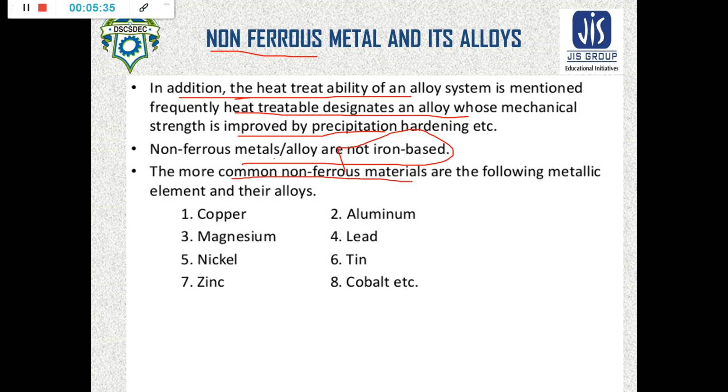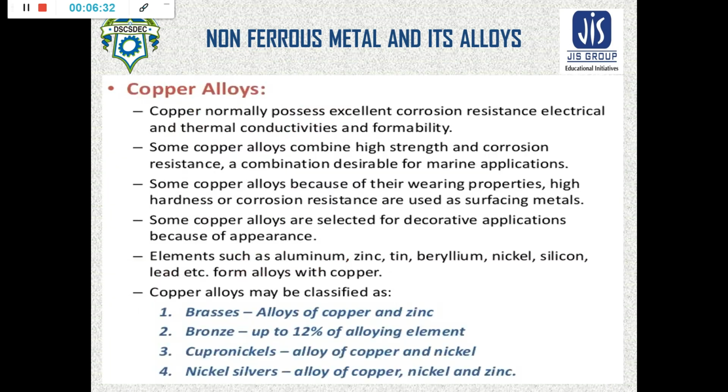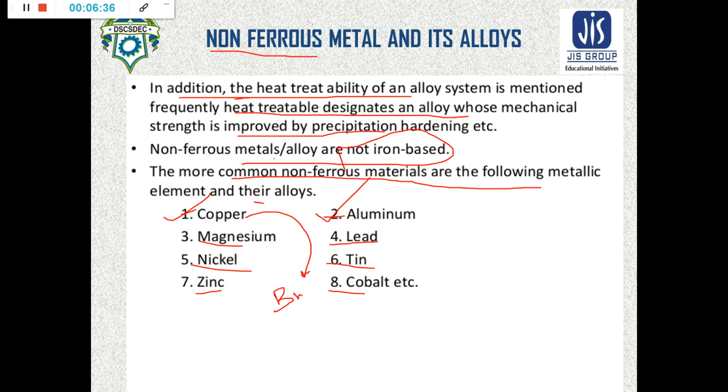Now the common nonferrous materials are the following metallic elements and their alloys, such as copper, aluminium, magnesium, lead, nickel, tin, zinc and cobalt. These are the common metallic alloys which are nonferrous. Now in our syllabus, the important two are copper and its alloy, and aluminium and its alloy. In case of copper and its alloy, there is brass, bronze. So in this lecture we will study about copper and its alloy, and more precisely we will study about brass only.